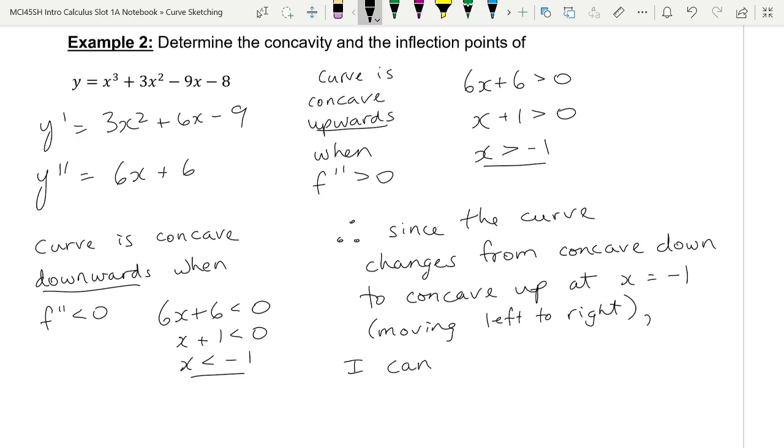I can say that, and I guess we could figure out what -1 run through here is. So that's -1 plus 3 is 2. 2 plus 9 is 11. 11 minus 8 is 3. So I can say that (-1, 3) is a point of inflection.